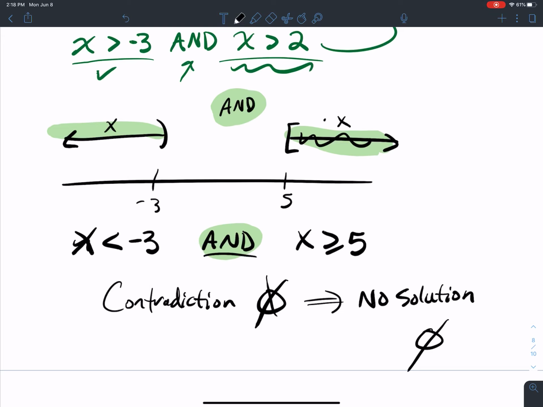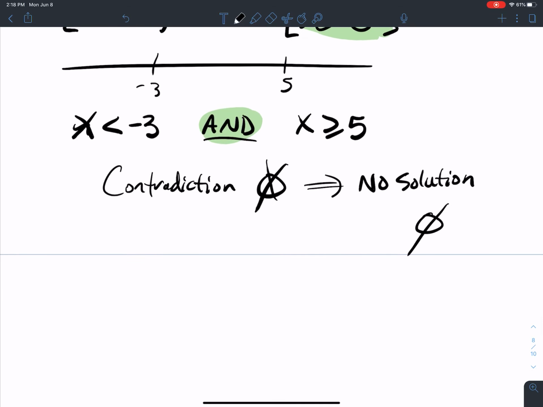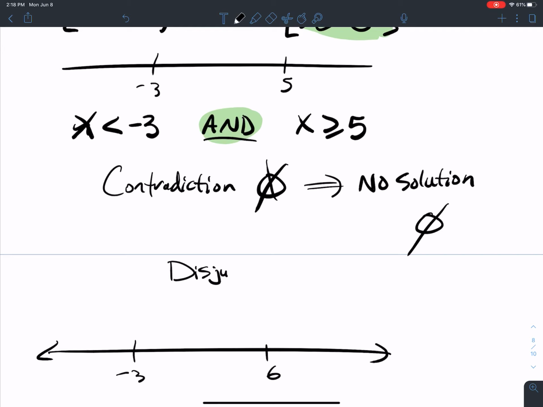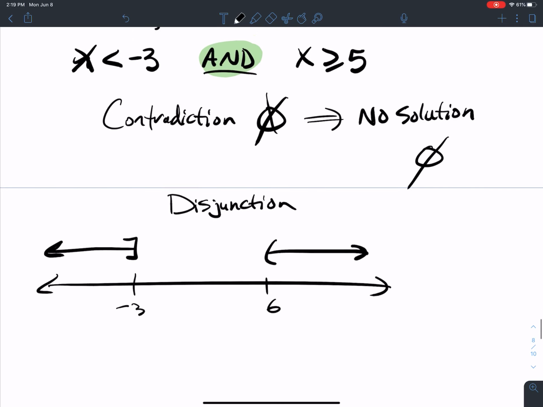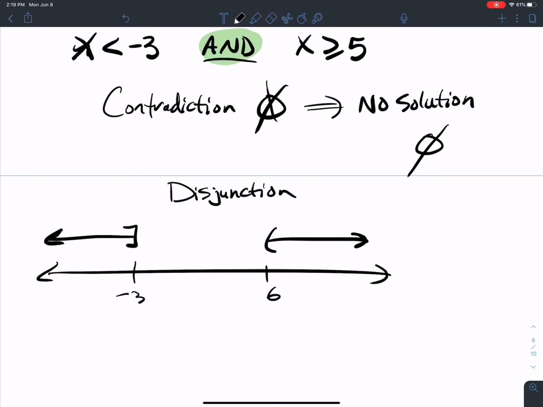Now, if we change that wording to say or, the whole problem changes. So now let's take our number line and let's go from -3 to 6. So now we're going to deal with disjunctions. Okay, so values that are less than or equal to -3 and greater than 6. Okay, so disjunction is an or, not an and.